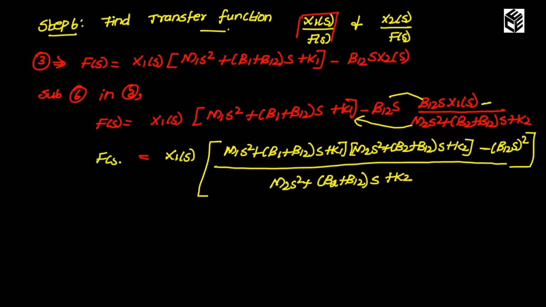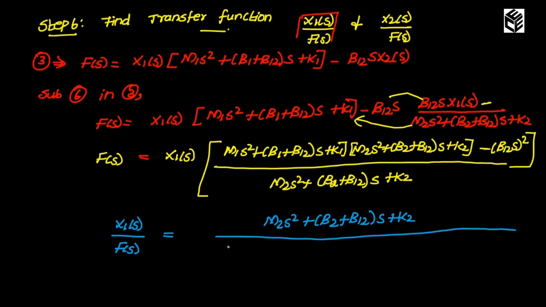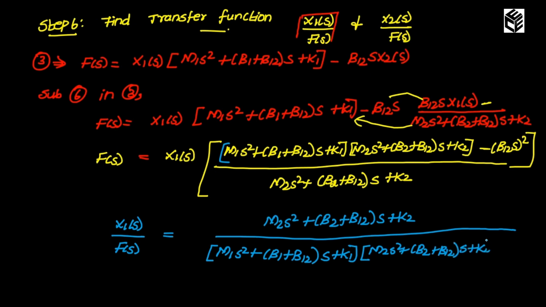So the left side is F(s). What is our aim? Our aim is to find X1(s) divided by F(s). Therefore, X1(s) divided by F(s) is equal to (m2 s² + (b2 + b12) s + k2), the whole divided by a very big term, that is (m1 s² + (b1 + b12) s + k1) multiplied by (m2 s² + (b2 + b12) s + k2) minus (b12 s) the whole square. I am going to take this as equation number 7.